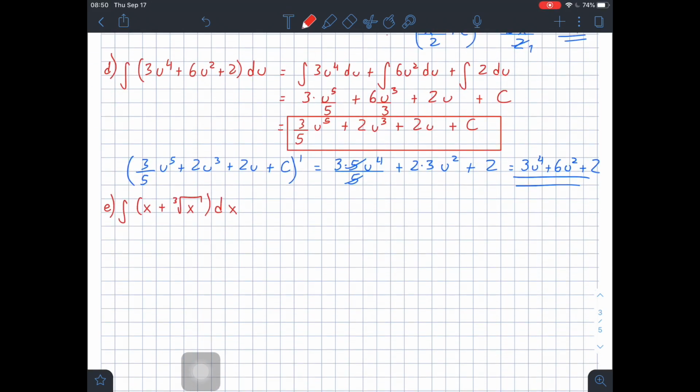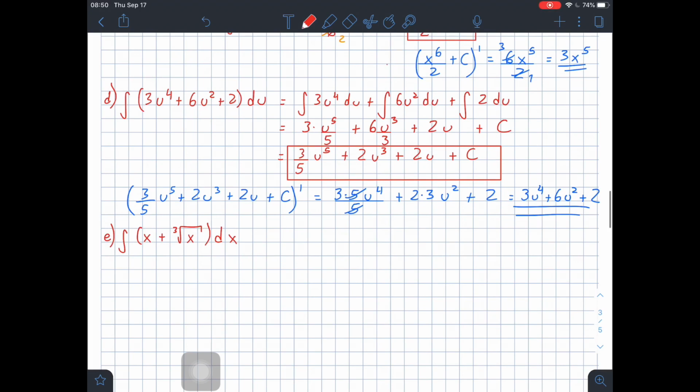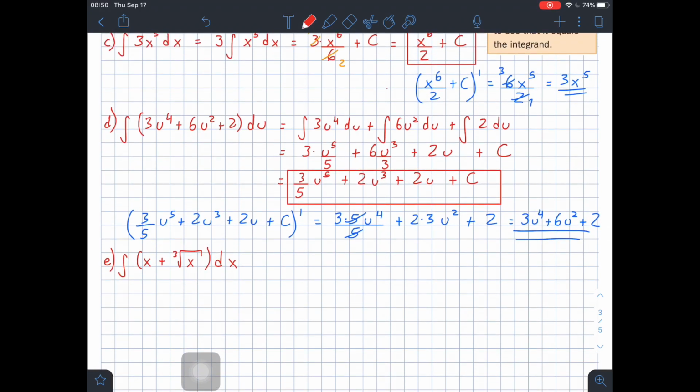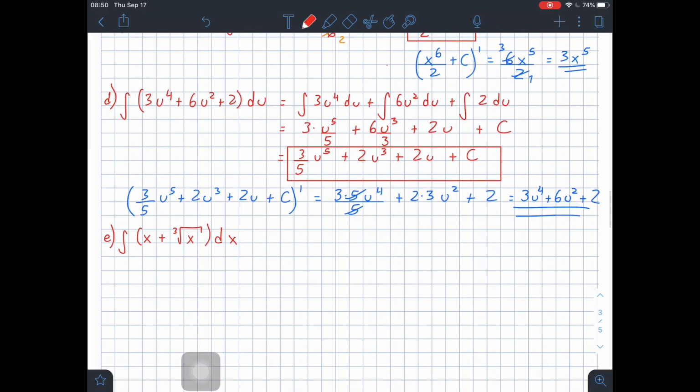Okay, so I will have to apply both the sum or difference rule, and I need to convert this to the exponent form in order to be able to apply the power rule. So that's what I'm going to do. I'm going to separate this first, and say that this is the integral of x with respect to x plus the integral, and instead of writing the cubic root of x, I'm going to write this as x to the power of 1/3, and this is with respect to x.